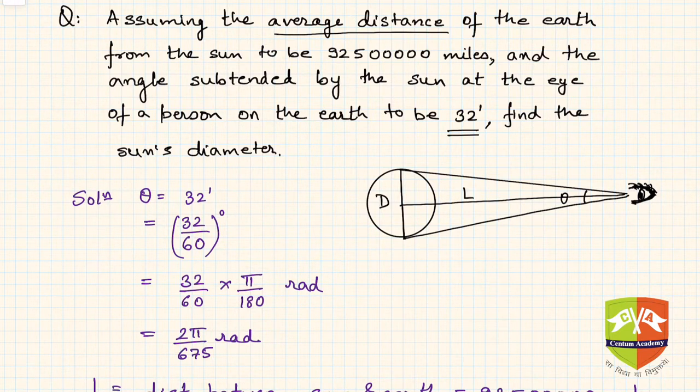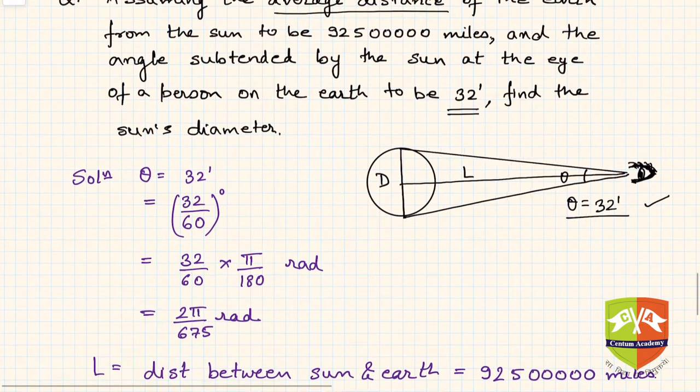Now how to solve this problem? So here in this problem there is a basic assumption. The basic assumption is, since theta is very very small, that is, this is 32 minutes, so we can assume that the diameter which is subtending this theta on the eye of the observer is almost equivalent to an arc of a circle whose center is at the eye of the observer. Okay, and the radius is nothing but the average distance between the Sun and the Earth.